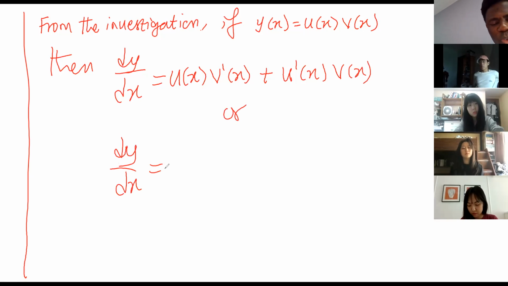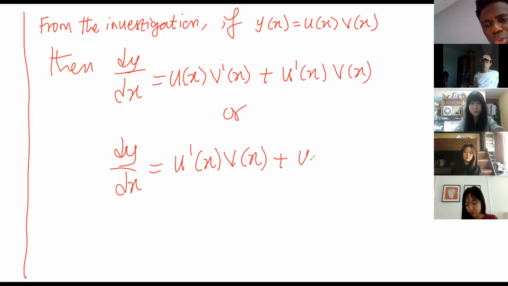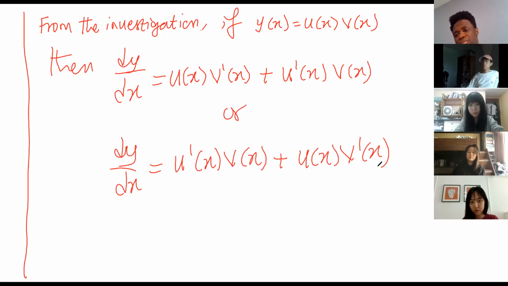It doesn't matter. No one is wrong. It could be u prime of x, then v of x, then u of x, v prime of x. It doesn't matter which one. Okay? Because it's addition, right? So anyone comes first. It's addition. Any questions? So this is the product rule of differentiation.